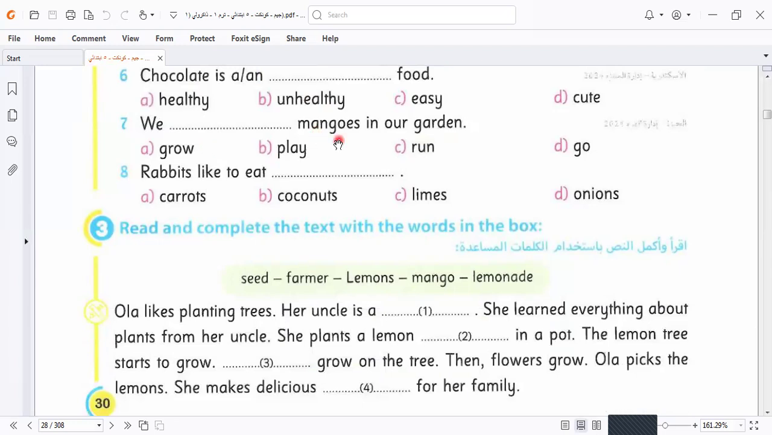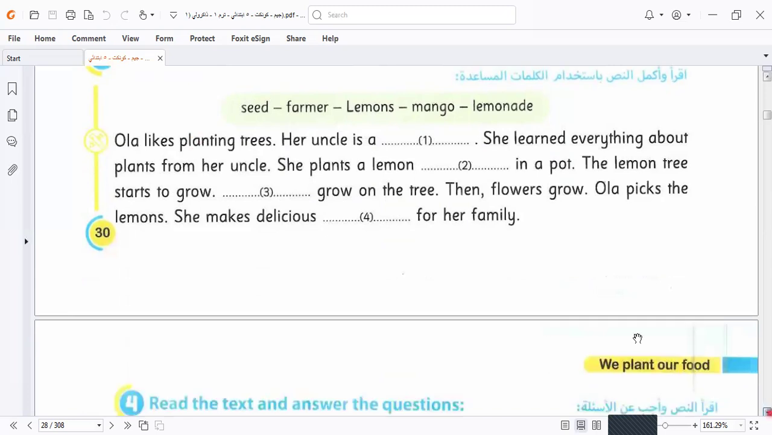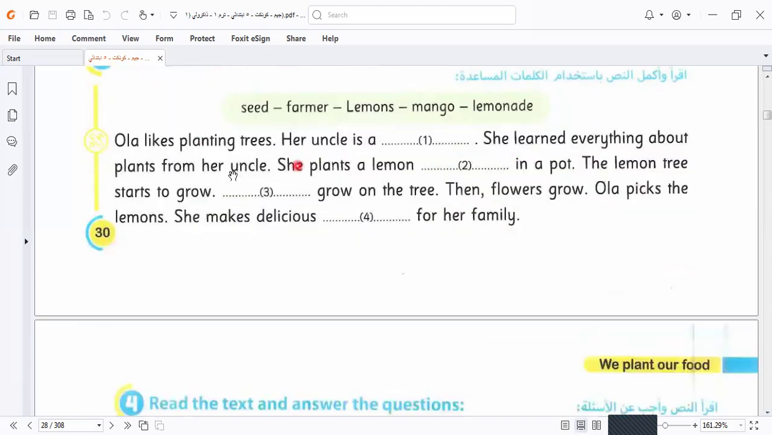We have a plant. So what is the verb that we use with plants? Grow. Rabbits like to eat what, without thinking? Carrots, okay? All of us know from when we were children that rabbits like carrots. Ola likes planting trees. Her uncle is a farmer. She learned everything about plants from her uncle.